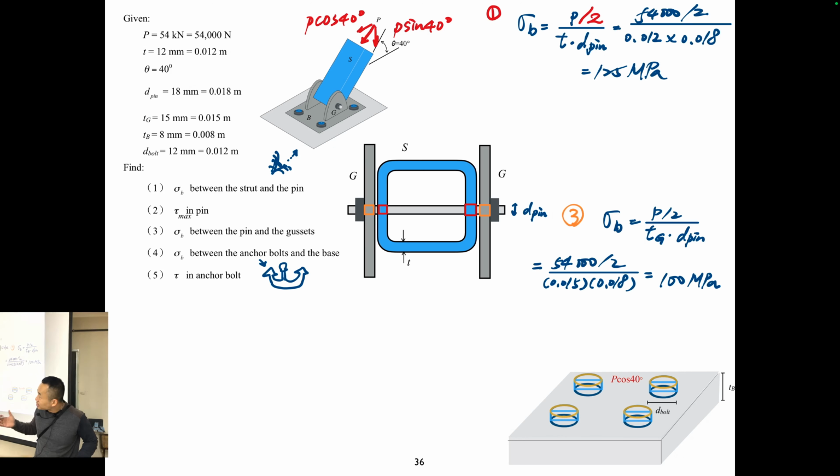So what force will cause the shear? P cosine 40 degree, because you can notice that when you push, the P sine 40 degree is stopped by the ground, but it still has the horizontal component to make this thing move forward. So what kind of stuff will stop the device going forward? The anchor bolt, right?